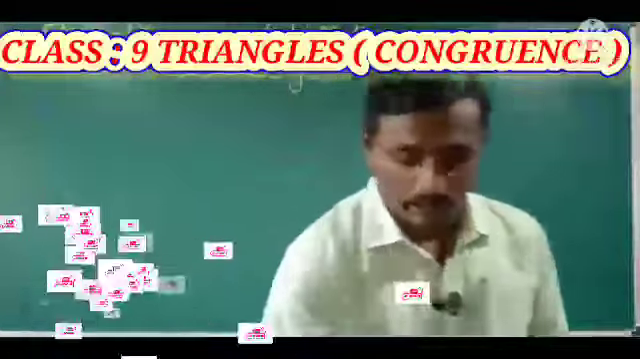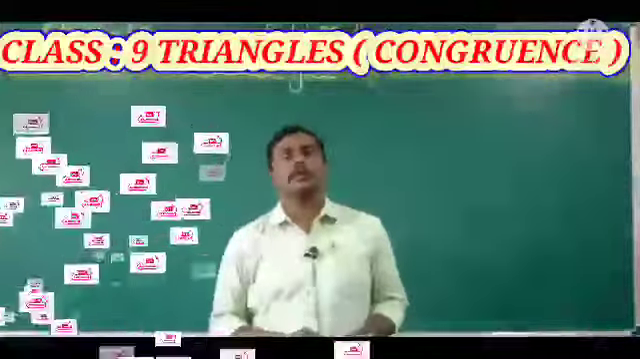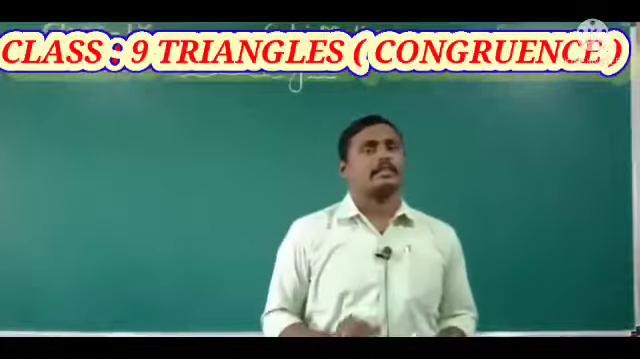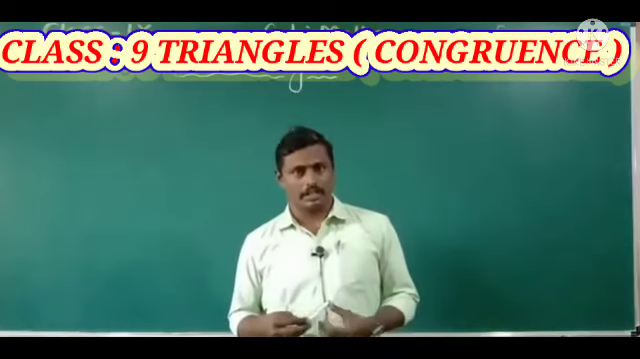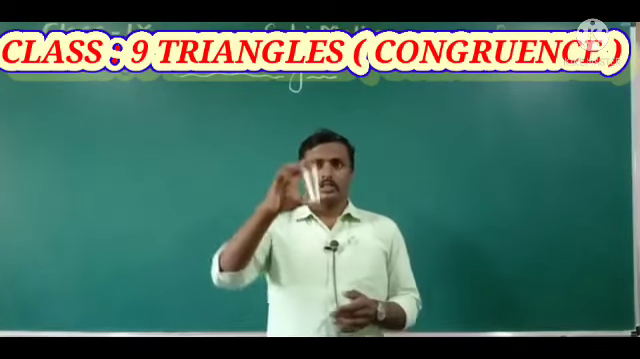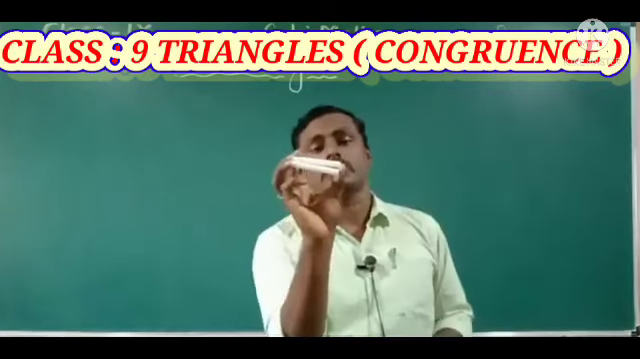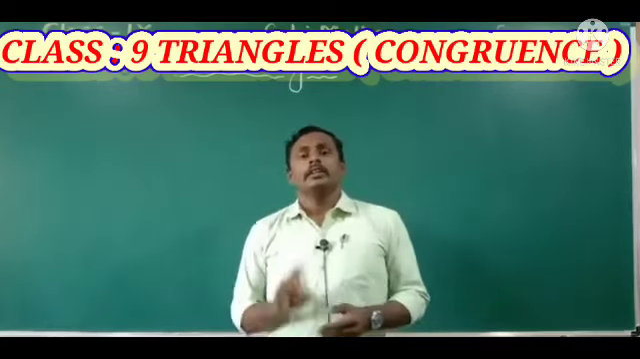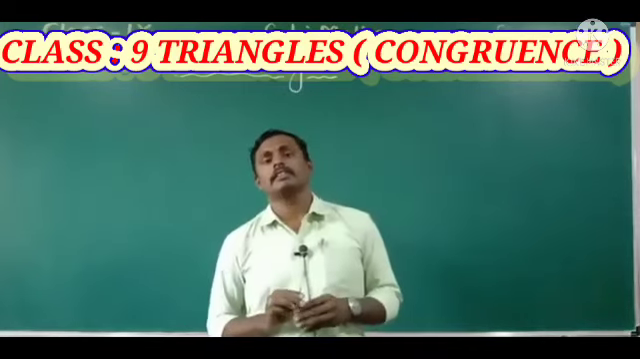Next, we discussed some congruence criteria of triangles. For example, the first one is SSS criteria, second one SAS criteria, third one ASA criteria, and fourth one is RHS criteria. Here you are observing these two congruent chalks, right? Because these two chalks have equal length and the shape of these two chalks is also the same. So these kinds of figures are called congruent figures.